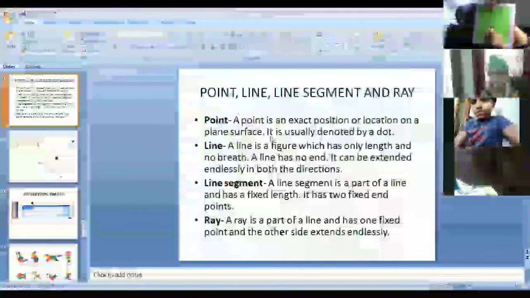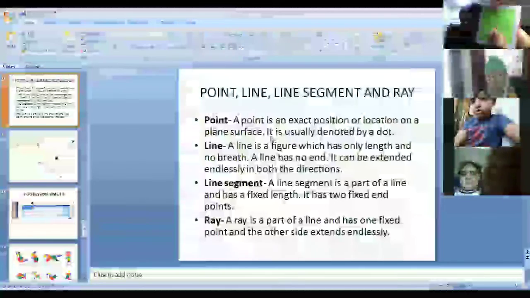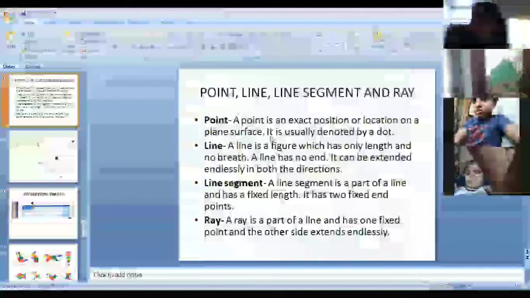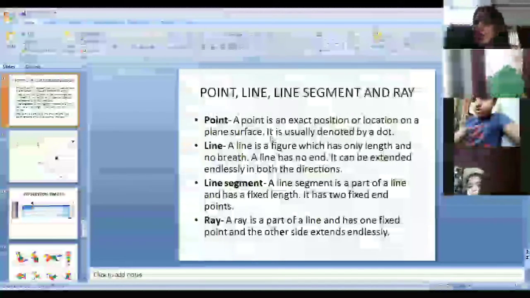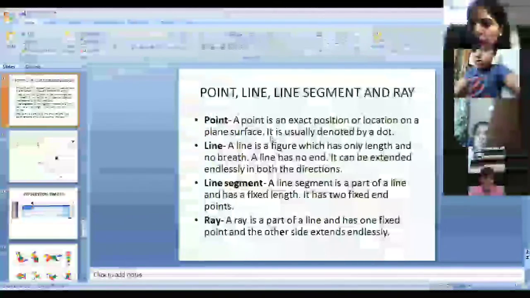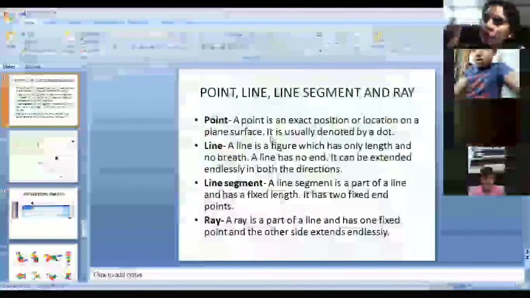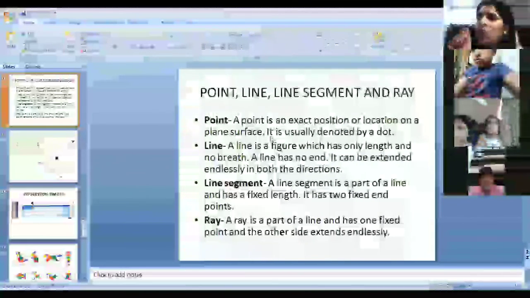It is denoted by a dot. When a dot shows some specific position, it is known as a point. Dot can be anywhere, children. But when I call it a point, it means it is showing an exact position.